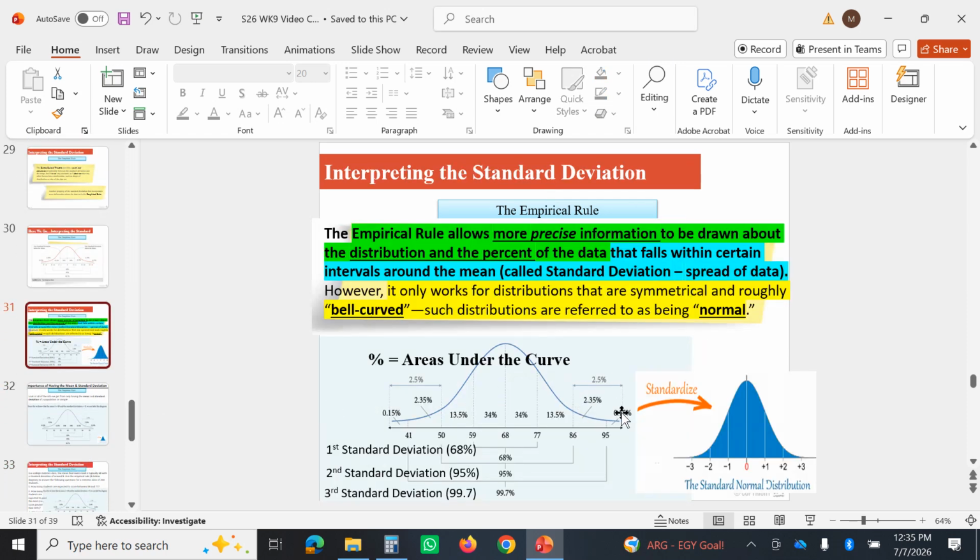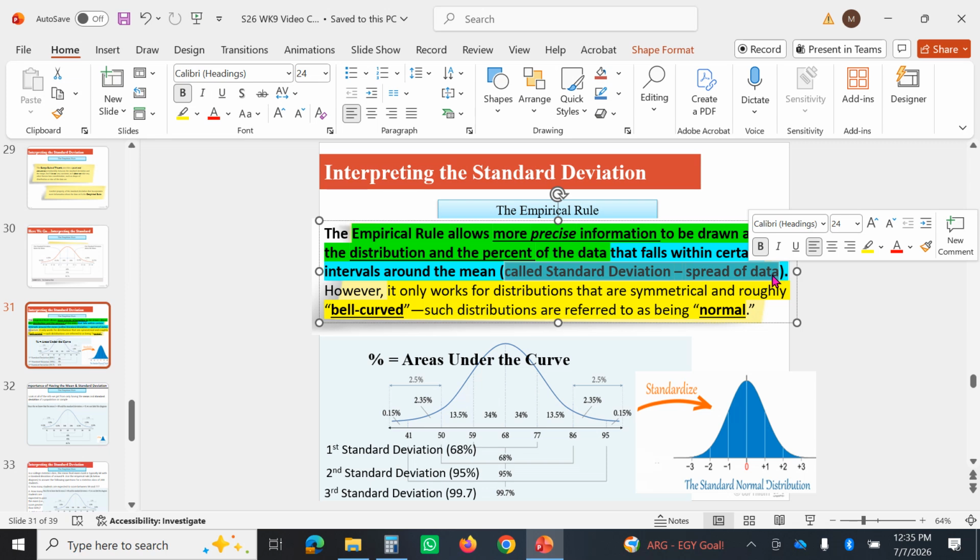All right, so the empirical rule allows more precise information to be drawn about the distribution and the percent of the data that falls within certain intervals around the mean. These are called standard deviations, which indicate the spread of the data. However, it only works for distributions that are symmetrical and roughly bell curved, such as the ones we've been looking at. We call this the normal curve.